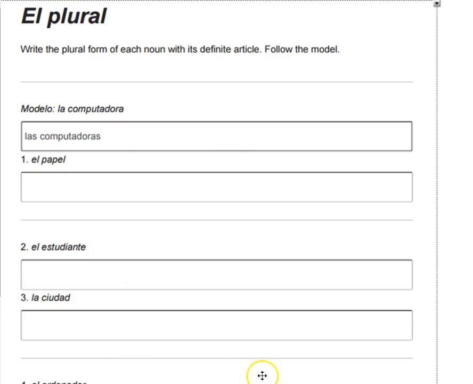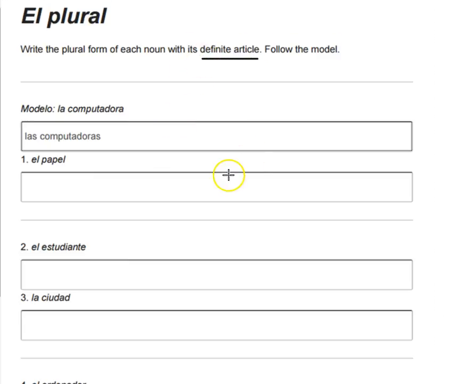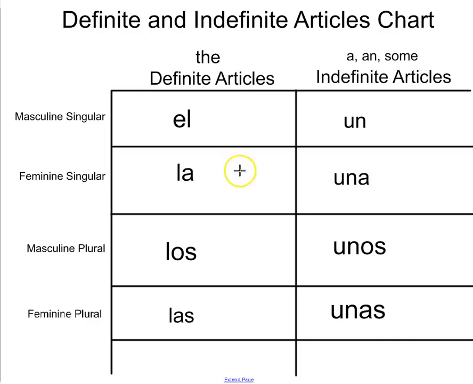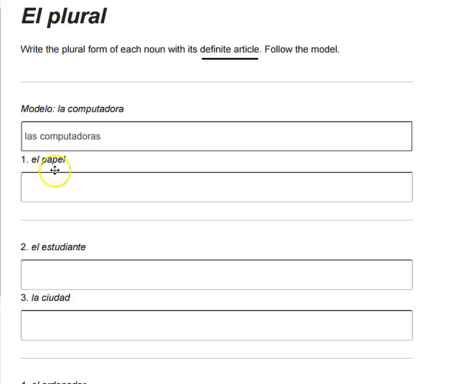So I'm just going to do some of these. Let's start off with some easy stuff. Right here it says, make sure you read these directions, it says, we're going to talk about the definite article. So back on this chart here, the definite articles are right here. El, la, los, and las. Let's see what it's telling us to do.